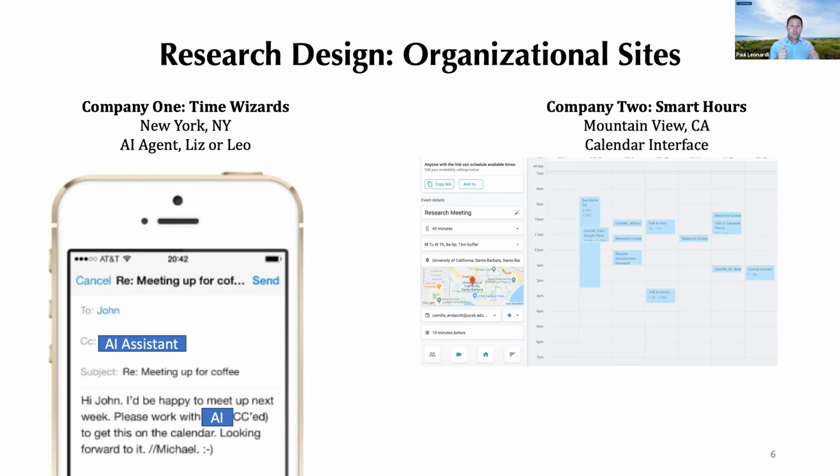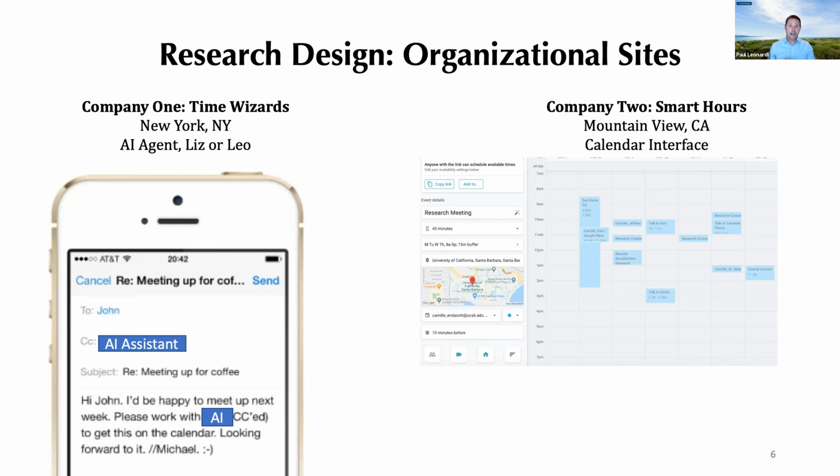The Time Wizards tool was anthropomorphized. They called their bots Liz and Leo. And not only was the tool very conversational, using natural language processing so you could respond to natural language queries, but it was also highly autonomous, meaning that it could make decisions about when to communicate and with whom to communicate. And when it decided to ask somebody if they wanted to schedule a time, the tool itself decided what language it would use and what the timing and cadence of those requests would be.